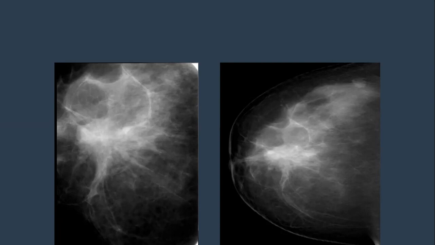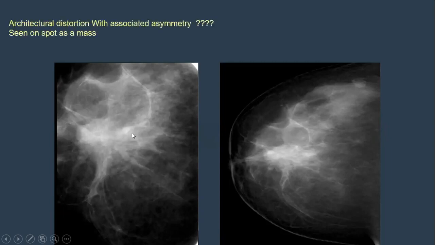This is a mass. What is the definition of a mass? The mass has a 3D volume, and has a convex, partial or complete convex border. There is no convex border here. There is a partial convex border at the upper part. Even here there is convex, but these are distortion going on. So this is a mass. So the spot magnification demonstrates a mass with architectural distortion, and it was a lobular carcinoma. This is my patient. It was a lobular carcinoma.